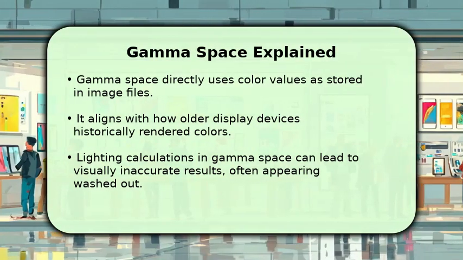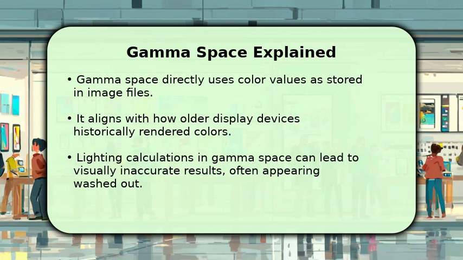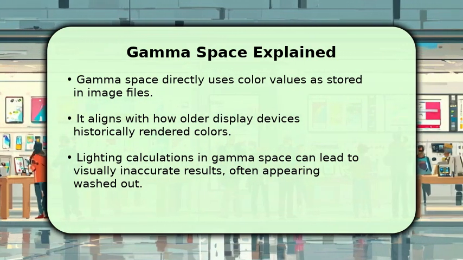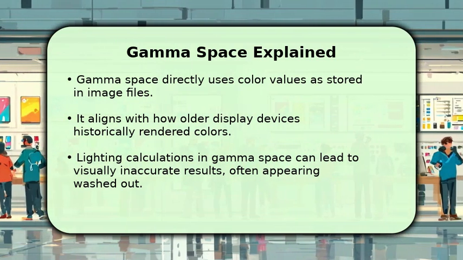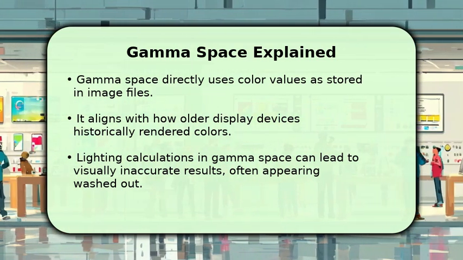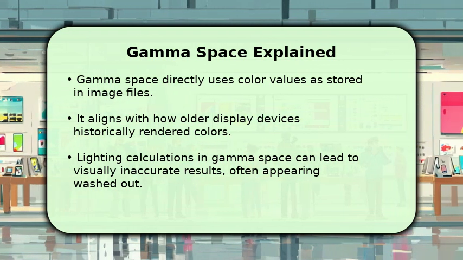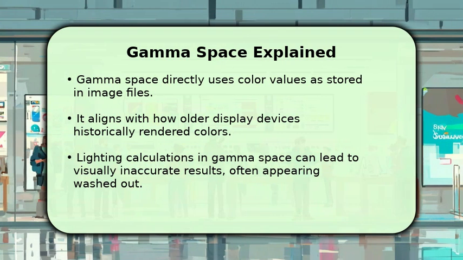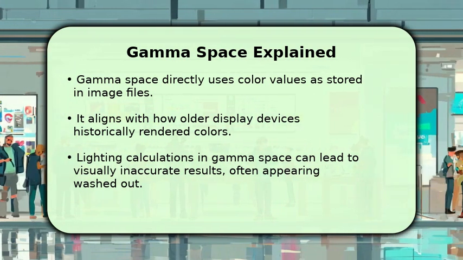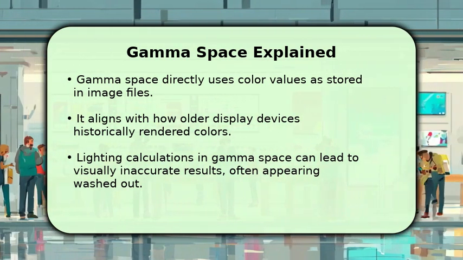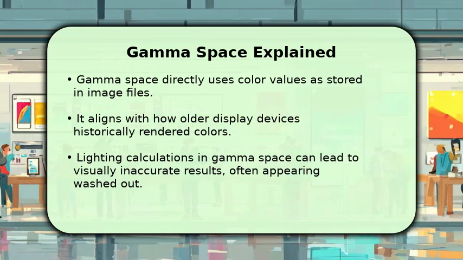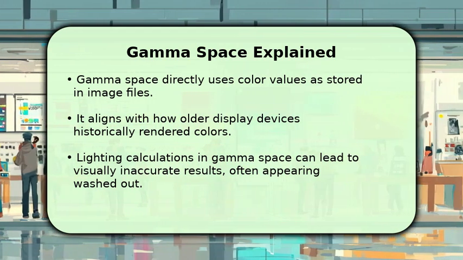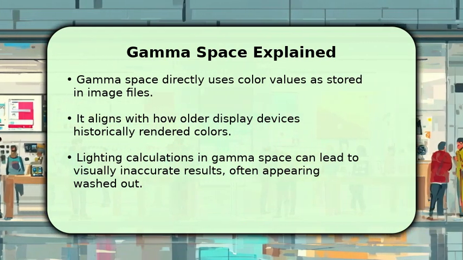Gamma space is the traditional approach, where color values are directly interpreted as they appear on older display devices. Historically, displays had a nonlinear response to input signals, often around a 2.2 power curve. When lighting calculations are performed in this nonlinear space, light intensity doesn't combine physically correctly. This can result in lighting that appears overly bright or washed out, especially in areas with high luminance, making it less suitable for modern physically based rendering.